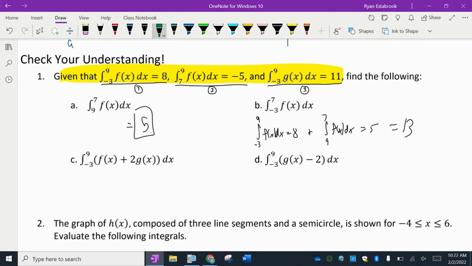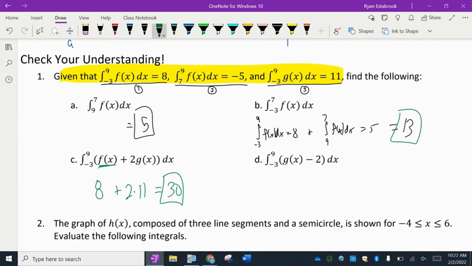Okay, next one. Break it up into pieces. There's a plus sign in between those. What is the integral of f of x from -3 to 9? Plus 2 times, what's the integral from -3 to 9 of g of x? 11. So we're going to multiply it by the 2. 22 plus 8, we're going to get a 30.